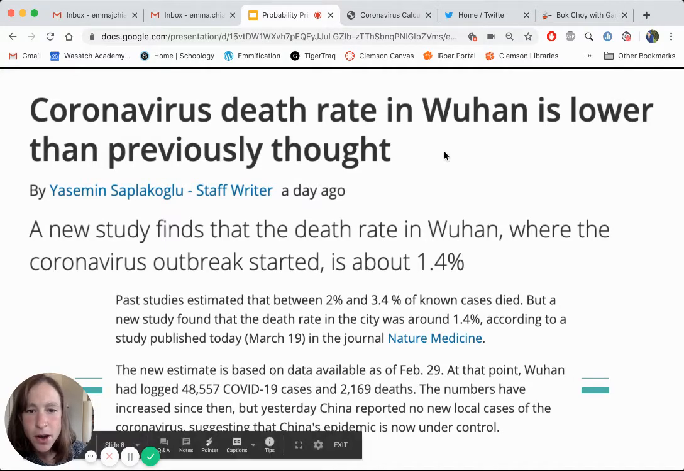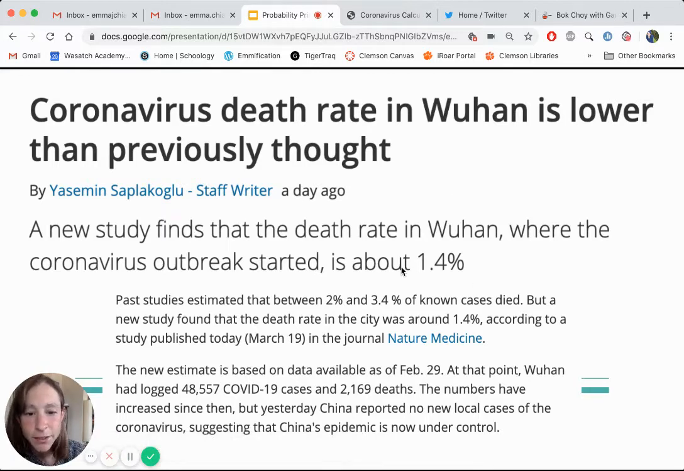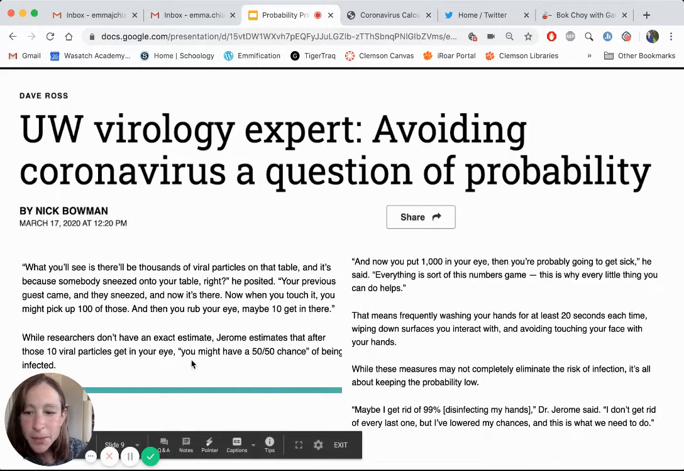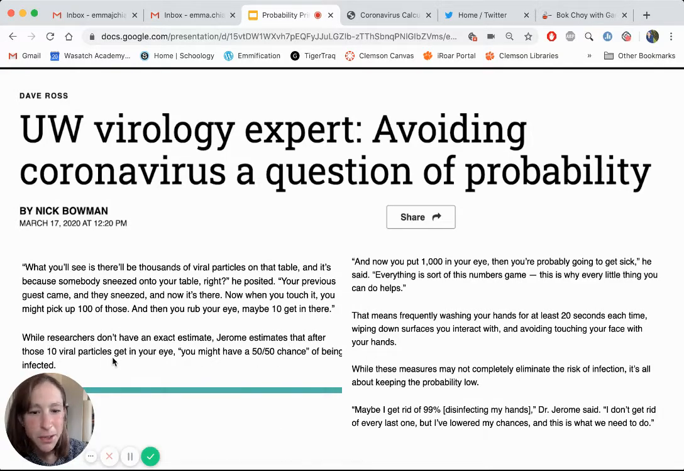Here is an article about the death rate. So the death rate, in a sense, is a probability. This is the probability of dying from the coronavirus. And notice that the numbers are ranging by quite a bit. Again, a question of probability. So you might have a 50-50% chance of being infected if 10 viral particles get in your eye. But if you put 1,000 particles in your eye, what's going to happen? All of these numbers are playing into probabilities that are calculated.